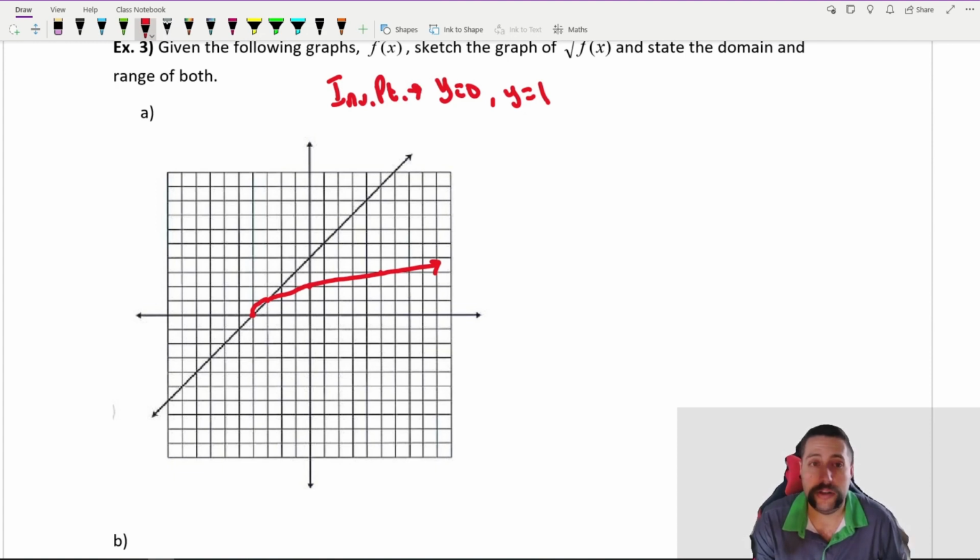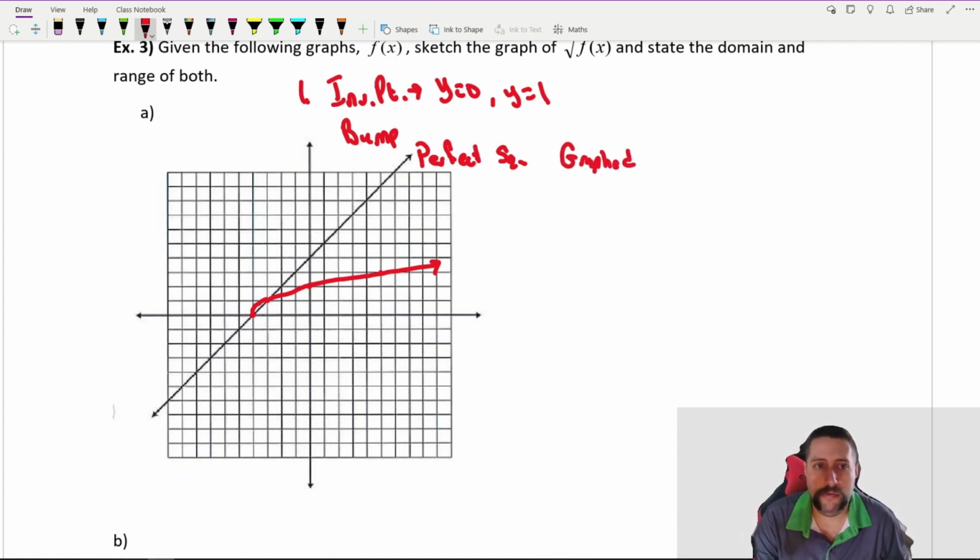Y is equal to 0 and y is equal to 1. We did the bump. We found other perfect squares. Okay, and then we graphed. So that's 1, 2, 3, and 4.